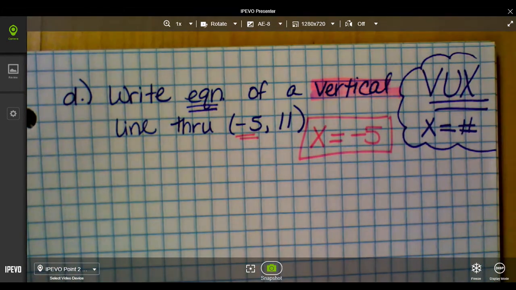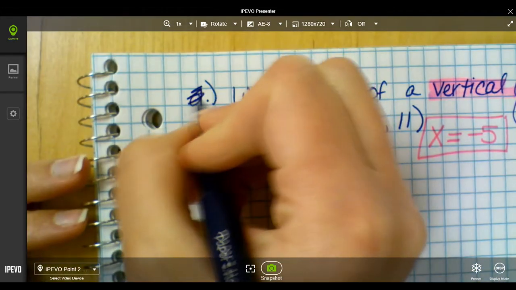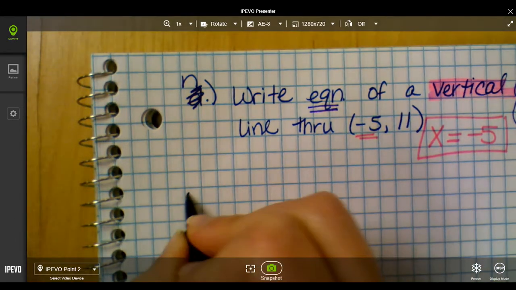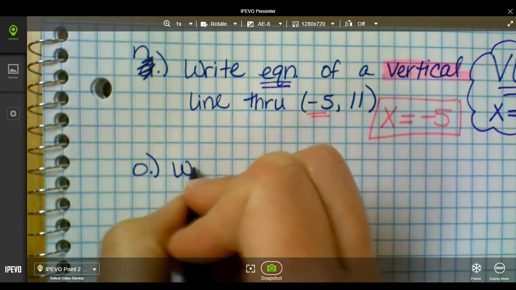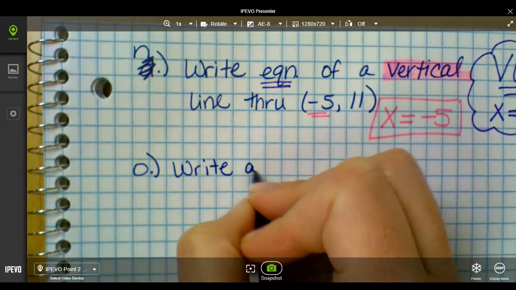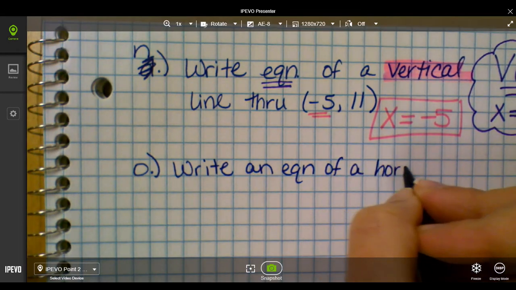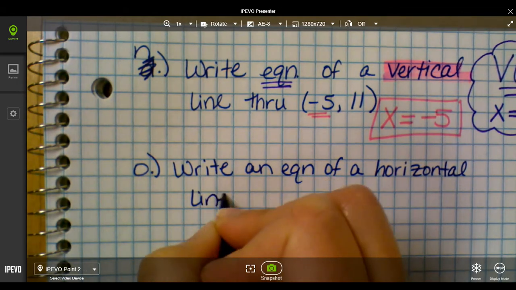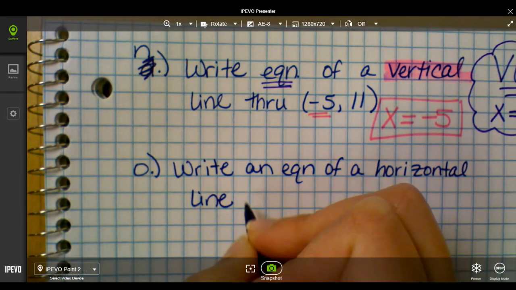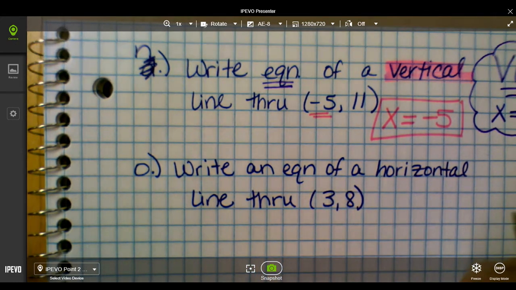Oh, and I wrote down D because I was in the other one. That should have been N. O. Let's just keep on going with the alphabet over here. Okay, same difference. So now we're going to write an equation of a horizontal line through 3, 8. All right, same thing over here.